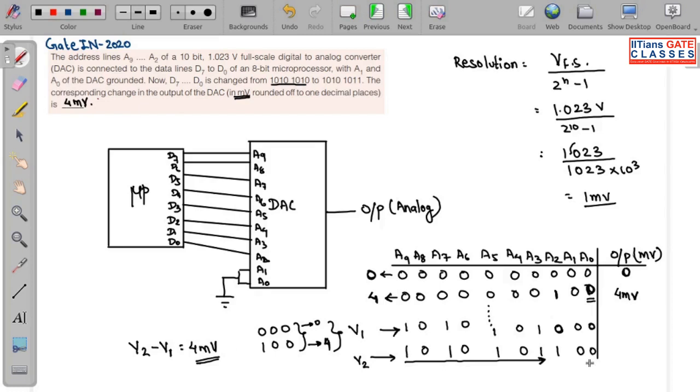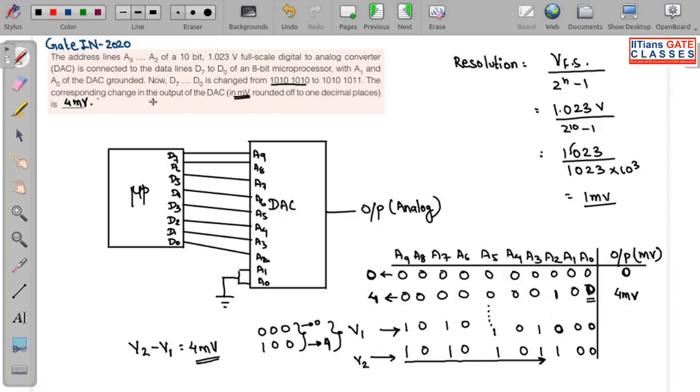Okay, they could have asked you this also. Tell when will the first change in the DAC occur. At that time you would have to say that from this bit value, 0 0 0 0 0 0 1 0, your DAC will make the first transition, and that transition will be 4 millivolt.